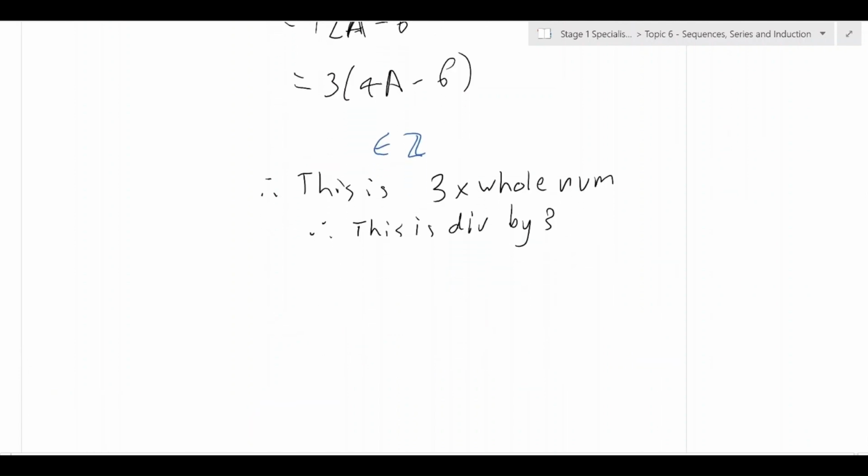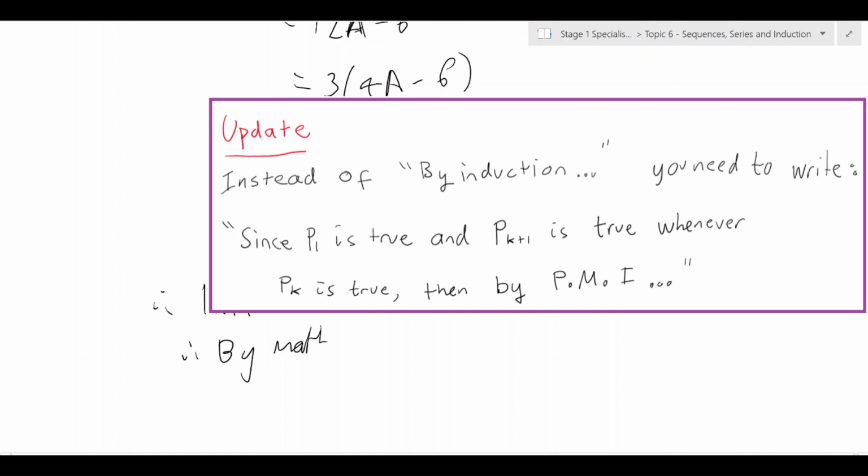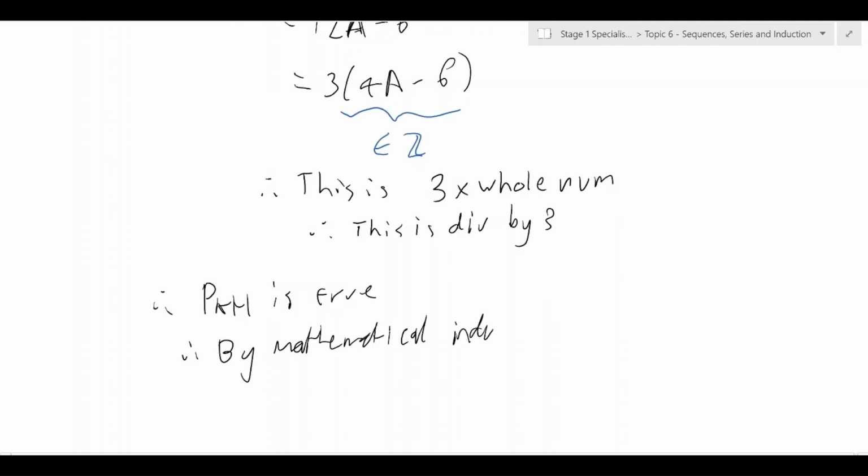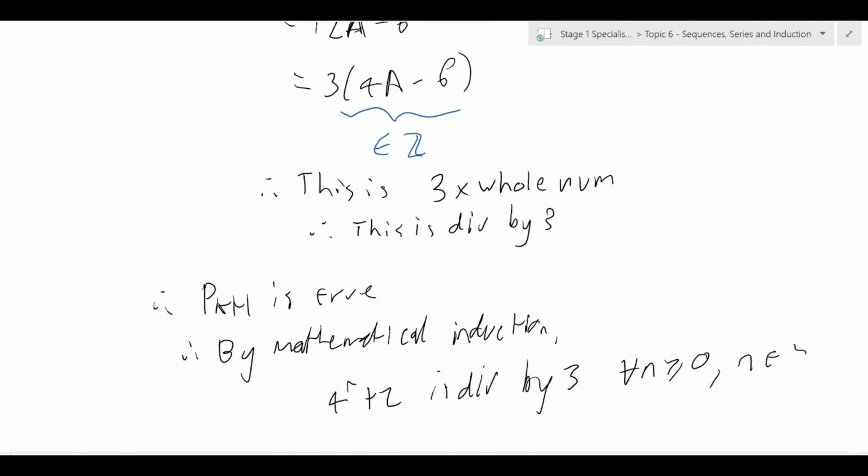What we say is, therefore, Pk plus 1 is true. Therefore, by mathematical induction, 4 to the n plus 2 is divisible by 3 for all n greater than or equal to 0, n in Z. Done. Hopefully that was a bit nicer than the summation ones.